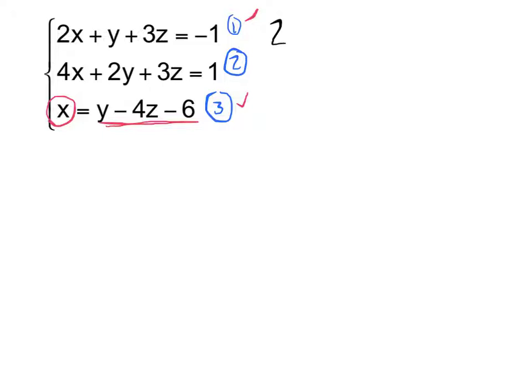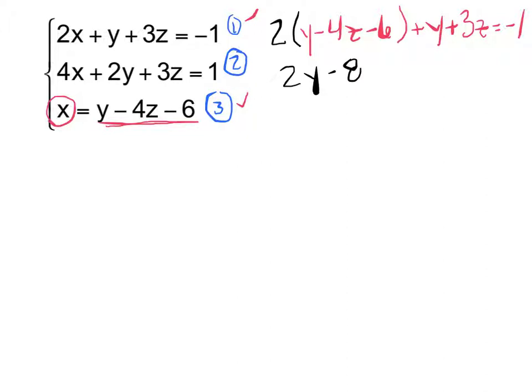So we have 2 times the value of x, which is y minus 4z minus 6, plus y plus 3z equals negative 1. Now, I shouldn't have changed in the middle. We end up with 2y minus 8z minus 12 plus y plus 3z equals negative 1.